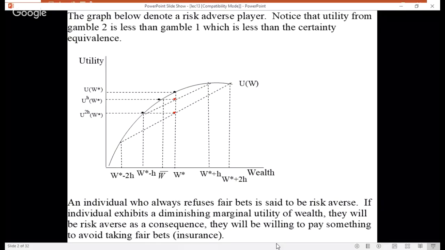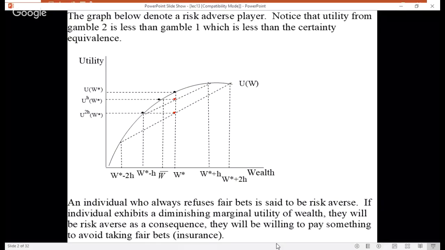For the first bet, H, what if I was forcing this person to take that bet? There would be an amount that he'd be willing to pay me to avoid taking the bet, because he's risk averse. And that amount would be W bar.